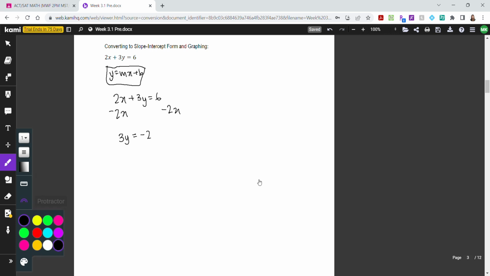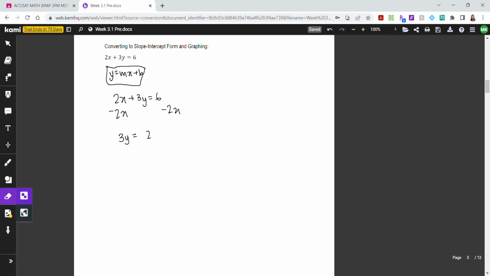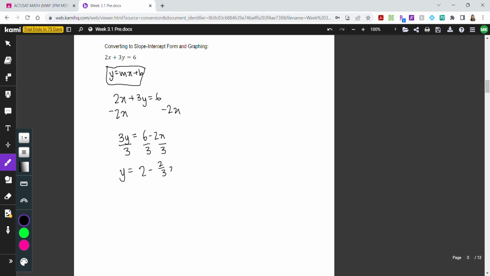Let's erase that real quick. We're going to get 6 minus 2x. I'm going to divide by 3 because I want y by itself, right? So we have y equals 2 minus 2 over 3 x. Remember, this is already correct, but if you want to see it easier, or if you're in a hurry, you can also rearrange it. So it's y equals negative 2 over 3 x plus 2.